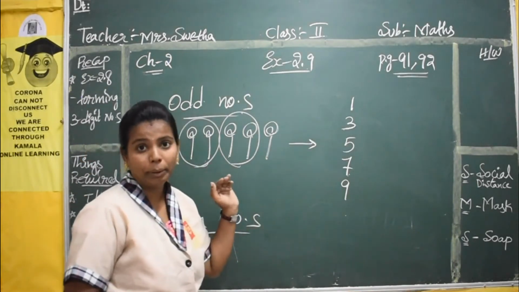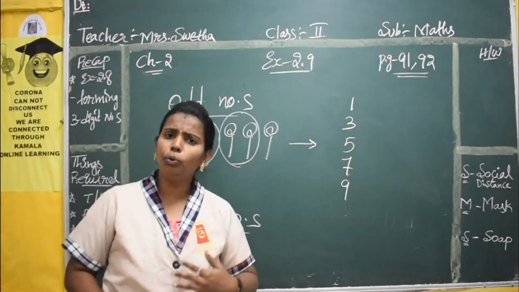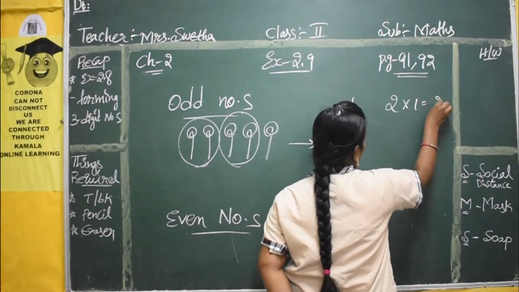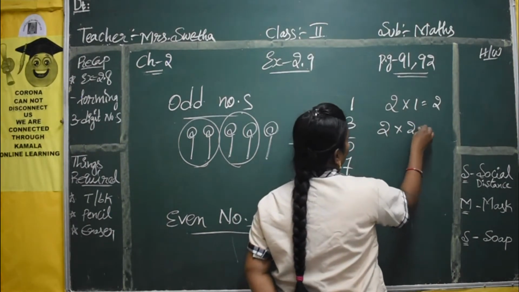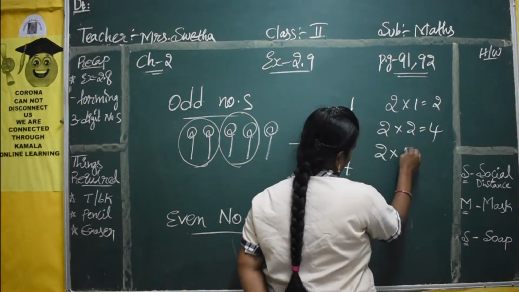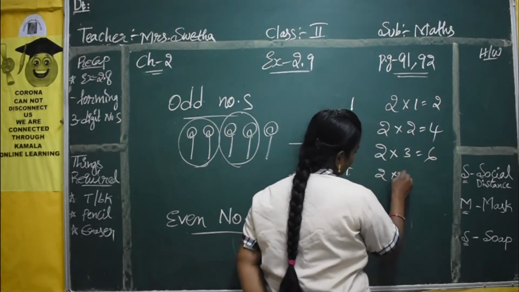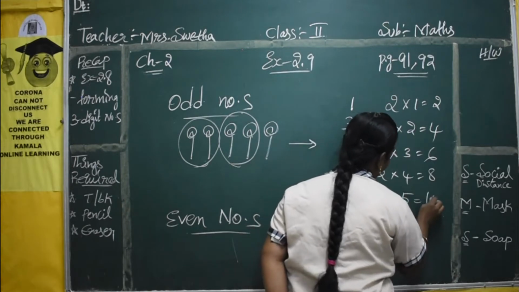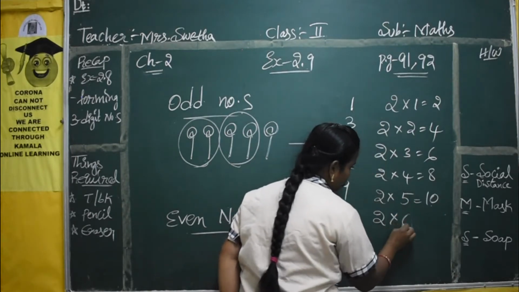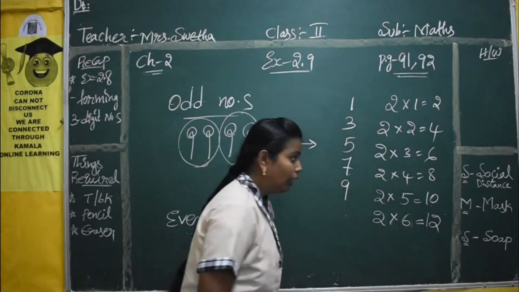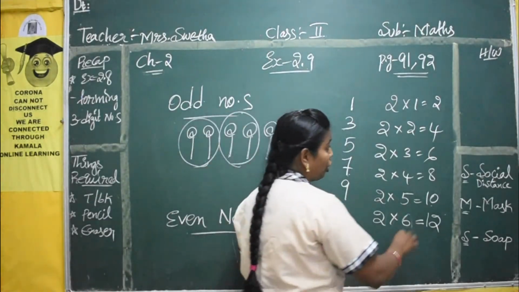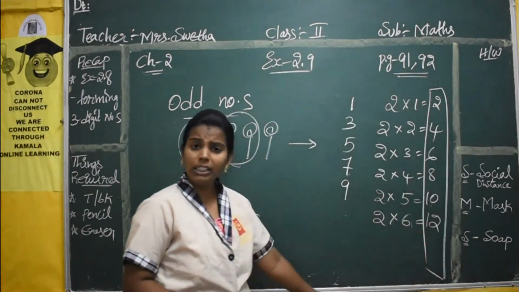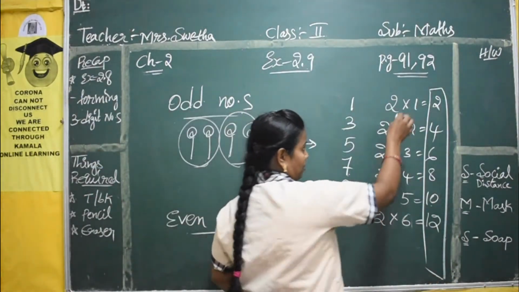So how do you have to remember? See, I think every one of you knows the 2 table. Yes, so the 2 table you know: 2 ones are 2, 2 twos are 4, 2 threes are 6, 2 fours are 8, 2 fives are 10, yes, 2 sixes are 12. Okay, so the numbers which you are getting as answers in your 2 table, all these numbers will become even numbers.